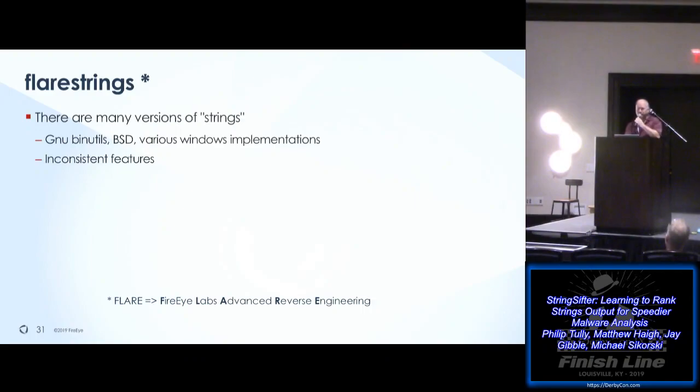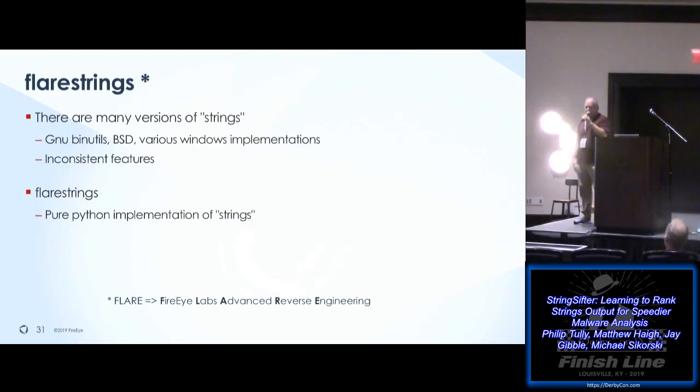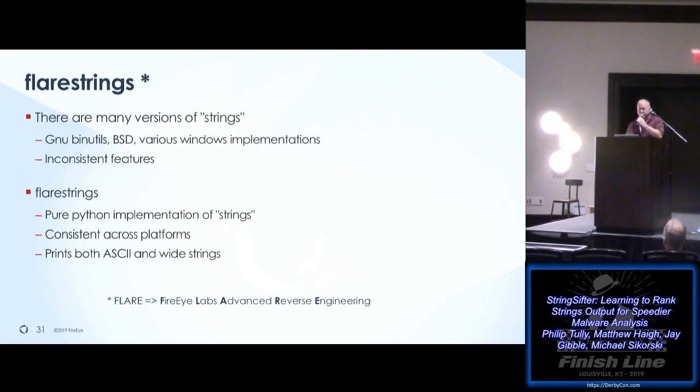So they all have their own set of features. Just to resolve those different feature sets, we have a simple tool in here called flarestrings. It's pure Python, and so if you run on any of these environments, Linux, Mac, Windows, you should get the same output. Just a side note, it prints both the ASCII and the wide strings. If you run the Linux strings, you have to run it twice to get all the strings. And especially for Windows executables, the wide strings have a really good signal-to-noise ratio. They have much higher signal density, so you definitely don't want to miss those.